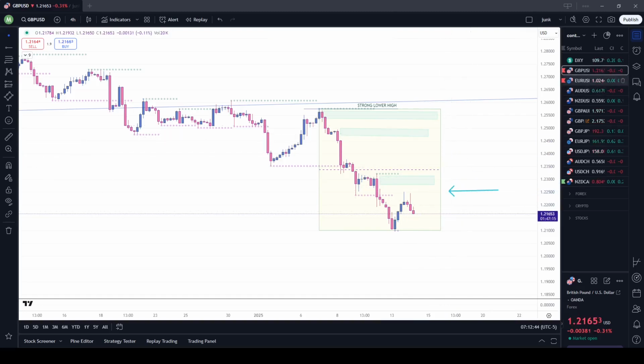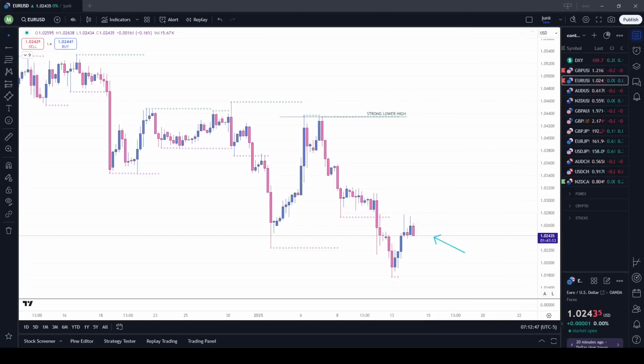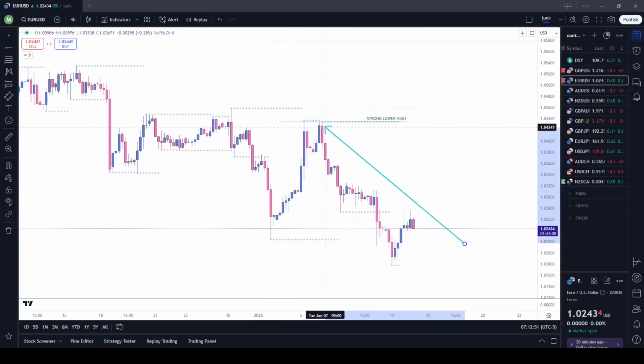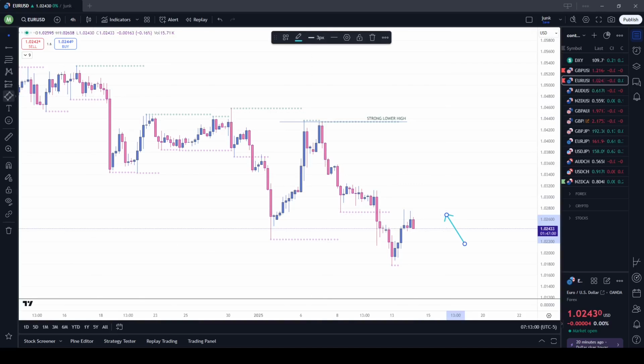So then we'll go on to EUR USD. Similar, it's been making lower lows and lower highs, lower lows, lower highs. And this is the last lower low that broke this. This is the last lower high that broke this lower low. Therefore, we're going to map out our range just like yesterday.